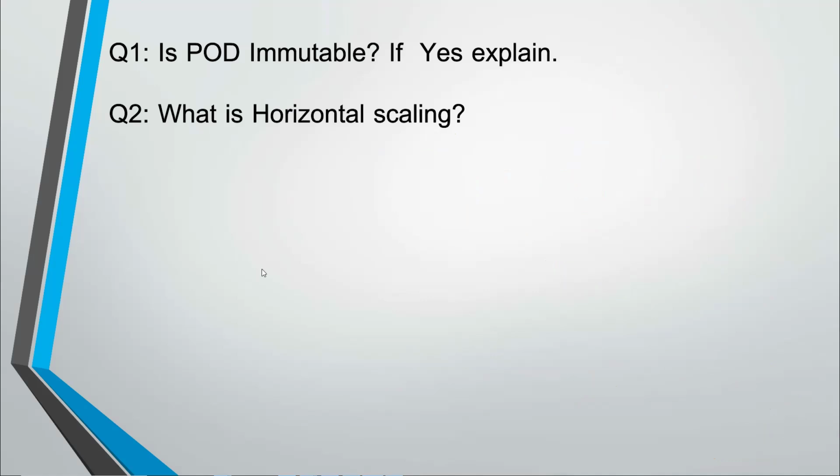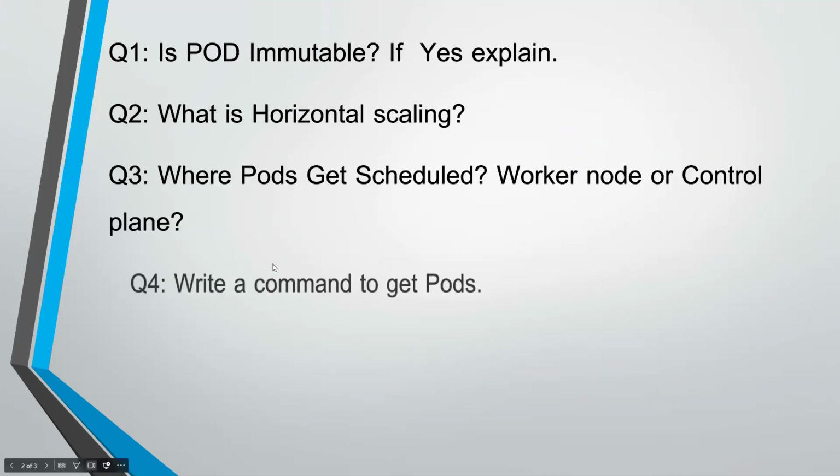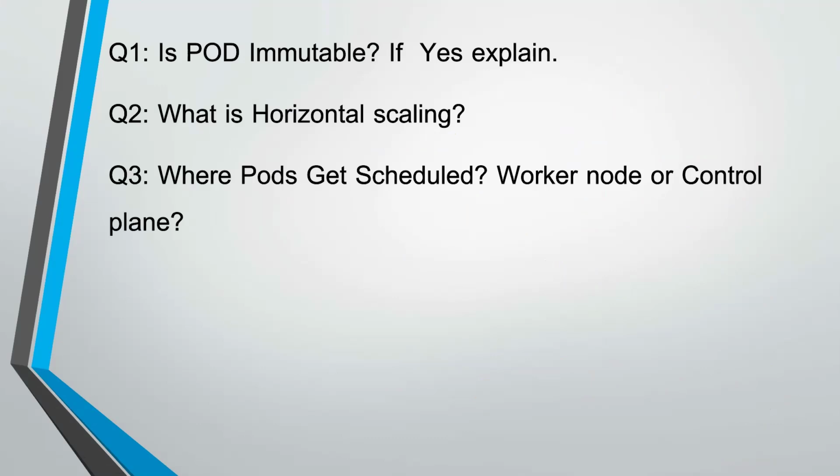The next question is, where do pods get scheduled, worker node or the control plane? In the previous session on the Kubernetes architecture, we saw there are two main machines: one is the worker node and the other is the control plane. So where do pods get scheduled? Pods always get scheduled on a worker node, not the control plane. Pods will always be running inside a worker node only.